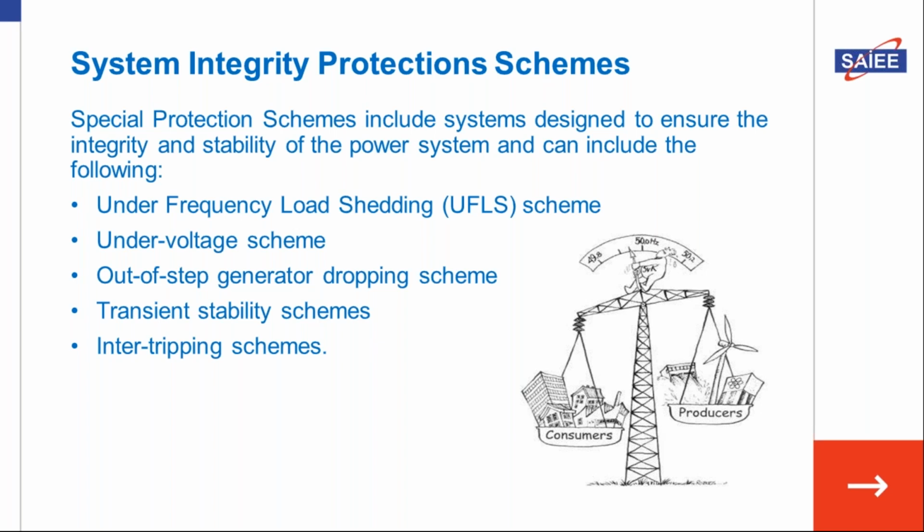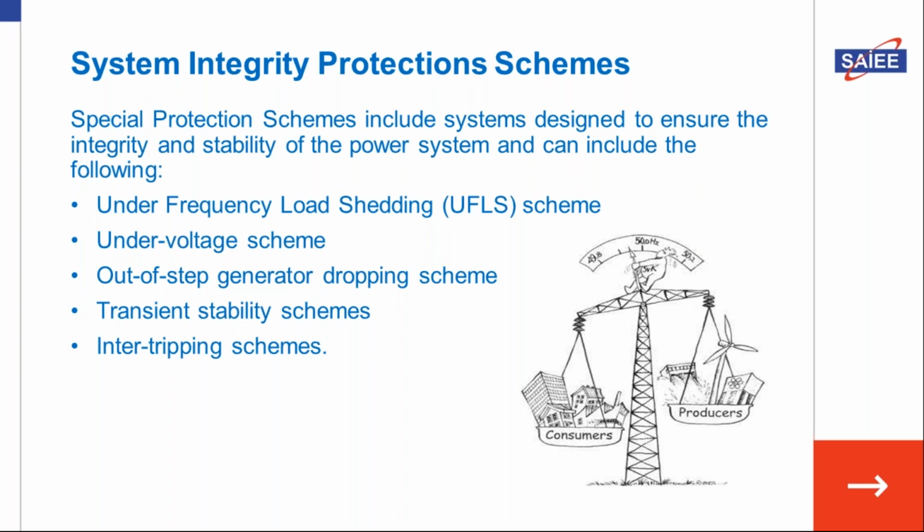We can look at under frequency load shedding, where we have relays that are armed so that if there is an imbalance between generation and consumption, we trip the load to bring the balance back. And also we look at under voltage and the out of step generator drop-in scheme, where if your machines in the south are reacting with the machines in the north, you can create islands.